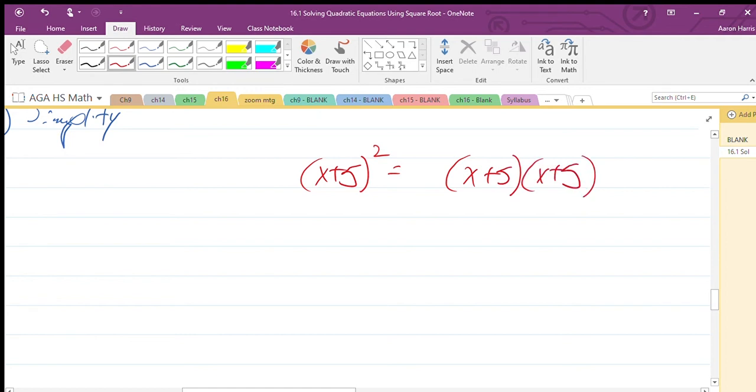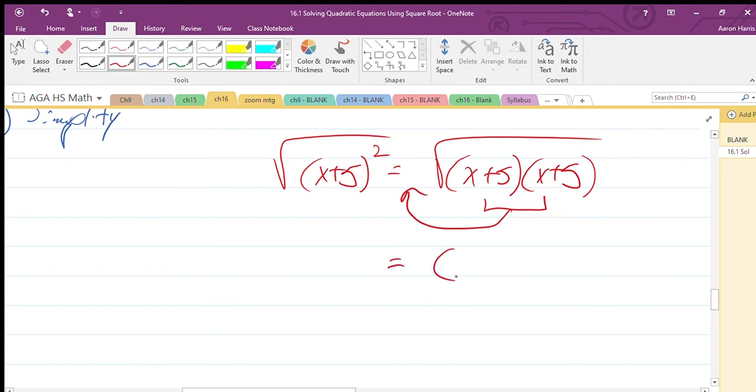I have a pair. Now think about this. If I take the square root of this, that's like taking the square root of that, correct? And I can bring out a pair. So since I have a pair of x plus 5s, I can bring it from underneath the radical. What does that leave me? With x plus 5. So that's how we can simplify x plus 5 squared, okay?